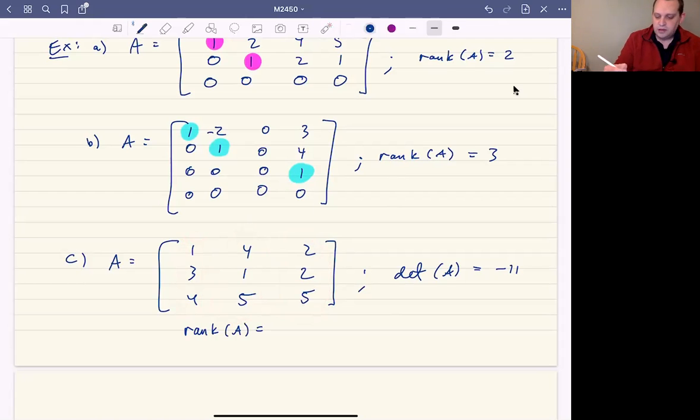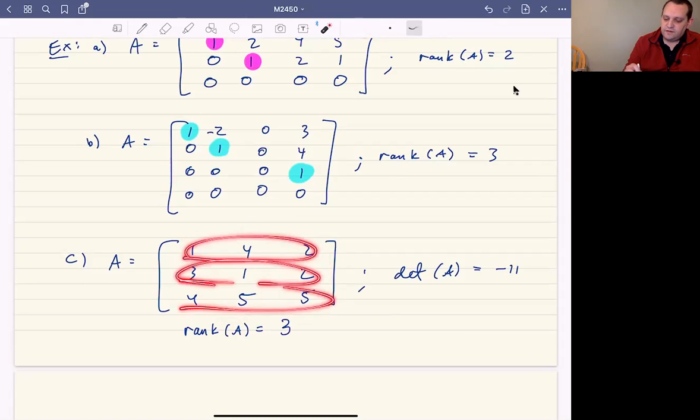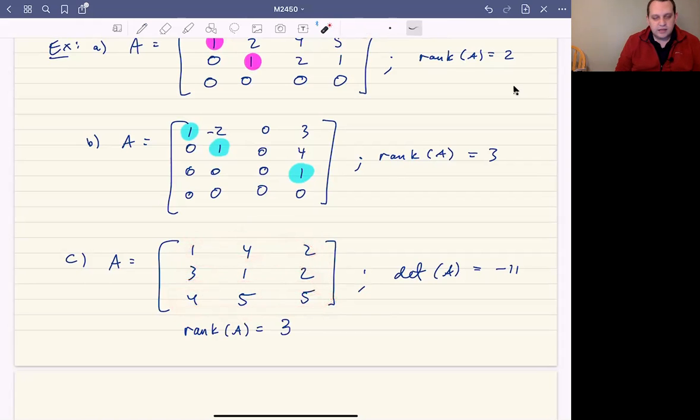So it's basically a spanning set. These columns are a spanning set of R3, so it's going to be a three-dimensional set. Likewise, if we were to look at the rows, 1, 4, 2, 3, 1, 2, and 4, 5, 5, again the row rank would be 3, because by the same reasoning we would have a spanning set of R3, in this case just thinking of R3 as row vectors.